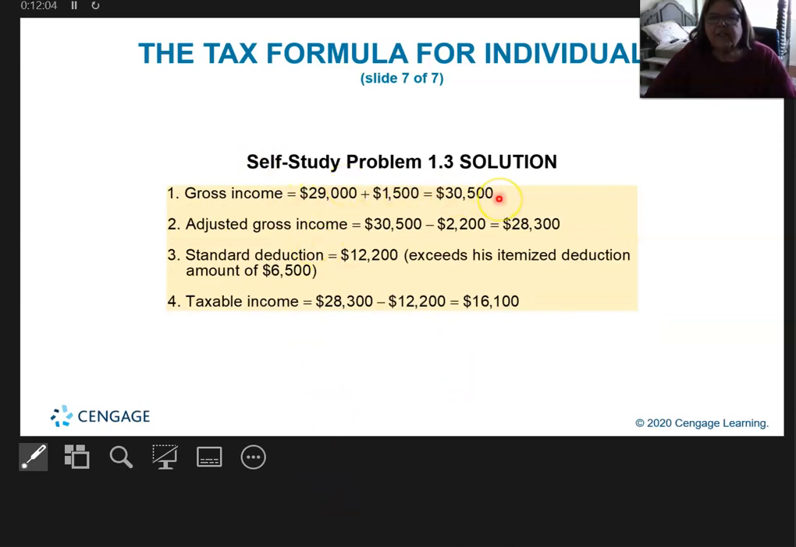Here's his gross income. Here's his AGI. Here's his standard deduction. So he takes his AGI minus his standard deduction, and here's his taxable income. And this is the amount that actually goes to the tax chart to figure out his taxes. So this is the end of video number 2. We'll start back up on video number 3 for chapter 1 shortly.